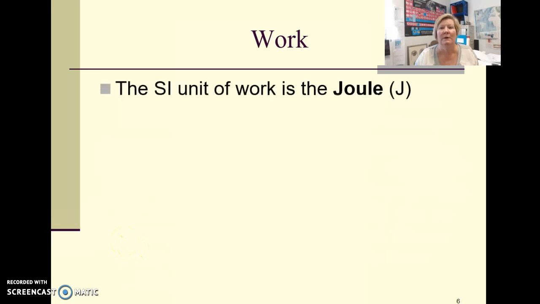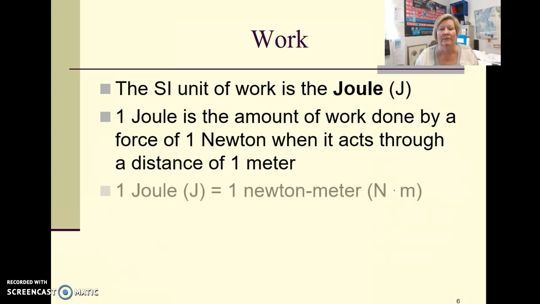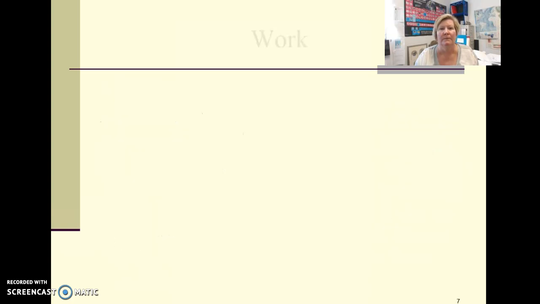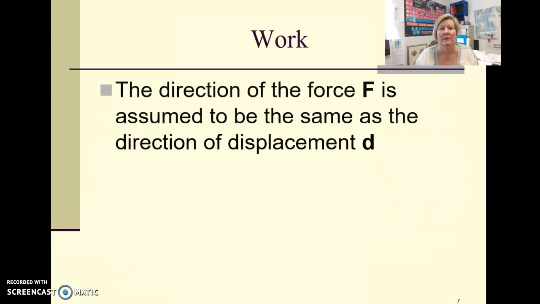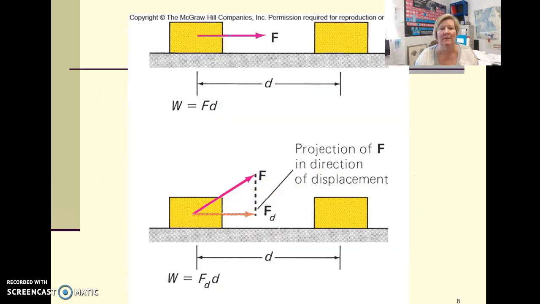New unit: our unit for work is going to be the joule, after James Joule. And a joule is simply a Newton meter. Now the direction of the force when work is being done is assumed to be the same as the direction of displacement. If not, we can use a magnitude, force subscript d, of the projection of the applied force, as shown here.